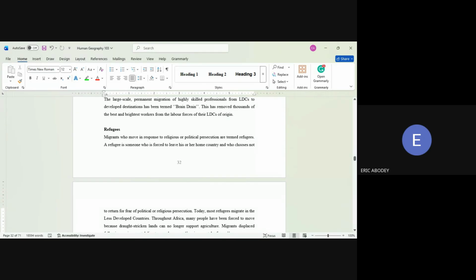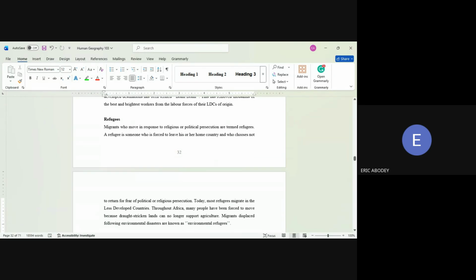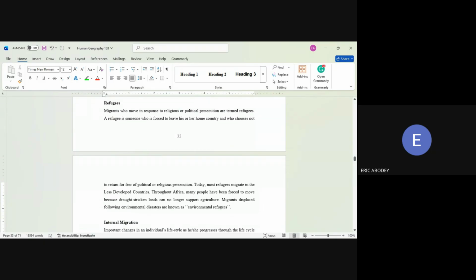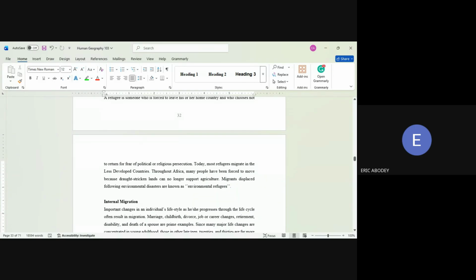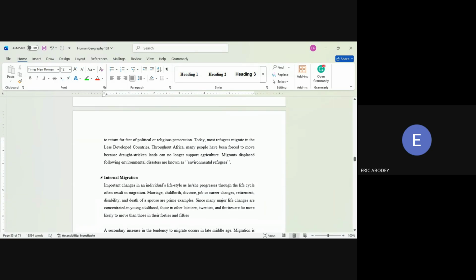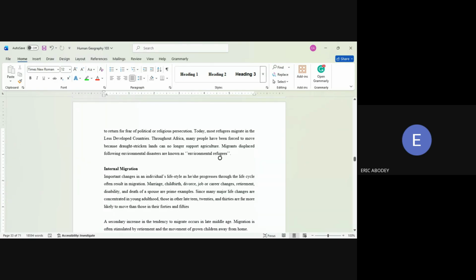Refugees are migrants who have moved in response to either religious or political persecution. A refugee is someone who is forced to leave his or her home country and who chooses not to return in fear of political or religious persecution. Today, most refugee migrants are in less developed countries, and there are a lot of them. If you are going to Ghana Gas, Western region, there is a refugee camp there. When you come to Kaswa, there are refugee camps there. Refugee camps are all over the world.